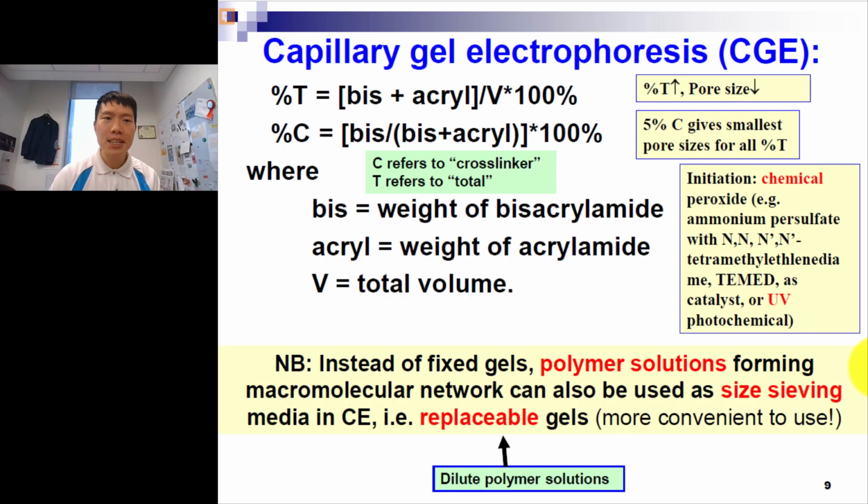Okay, next. These polyacrylamide gels in CGE are always made using acrylamide as a monomer and bis-acrylamide as a cross-linker. Since both of these monomers have the amide group, the C double bond O NH group, the percentage T is calculated by adding up both the bis and acrylamide and then dividing by the total volume. And the percentage C is calculated by dividing the bis by the sum of the bis and acrylamide and then multiplying by 100%.